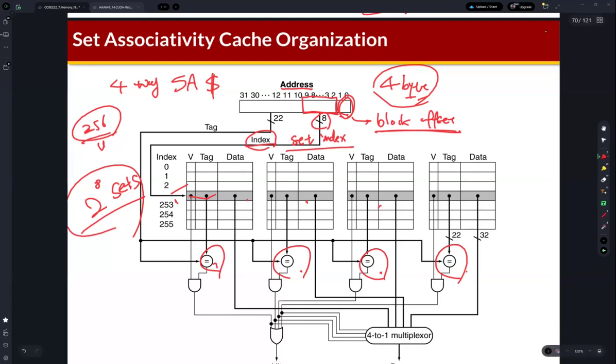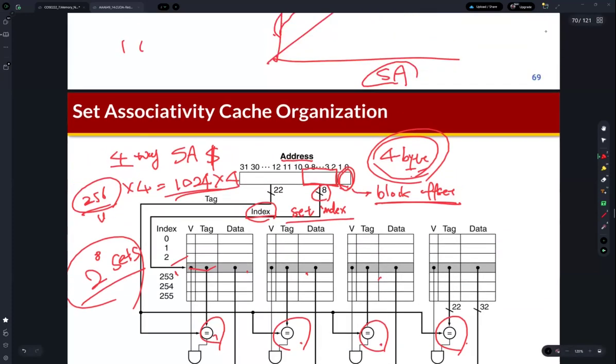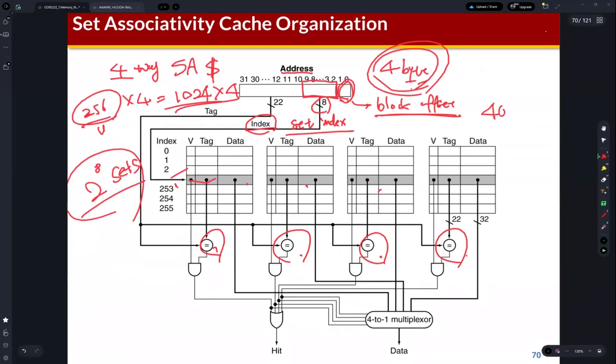It's multiplied by 4 because this is 4A. There are 1024 cache blocks in this cache. And I mentioned that the size of a single cache block is 4 bytes. So what is the size of this cache? The size of this cache is 4096 bytes. This is 4 kilobytes. Okay, we can calculate the cache size like this.